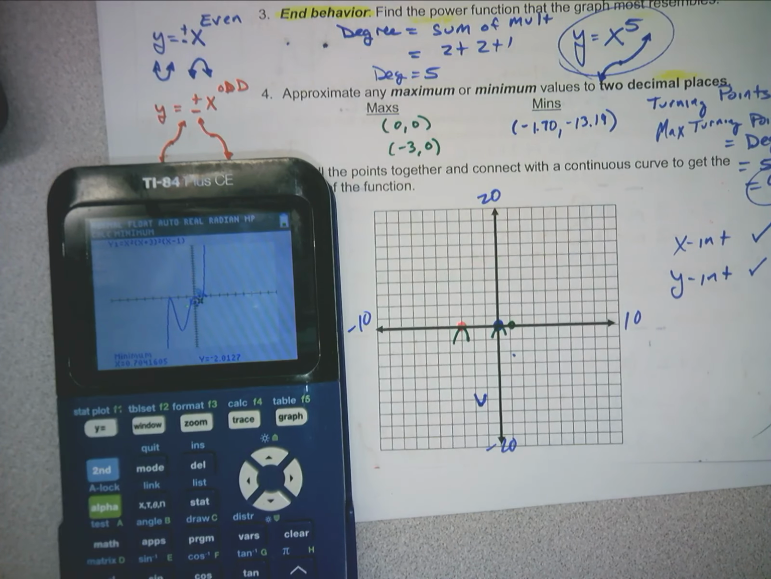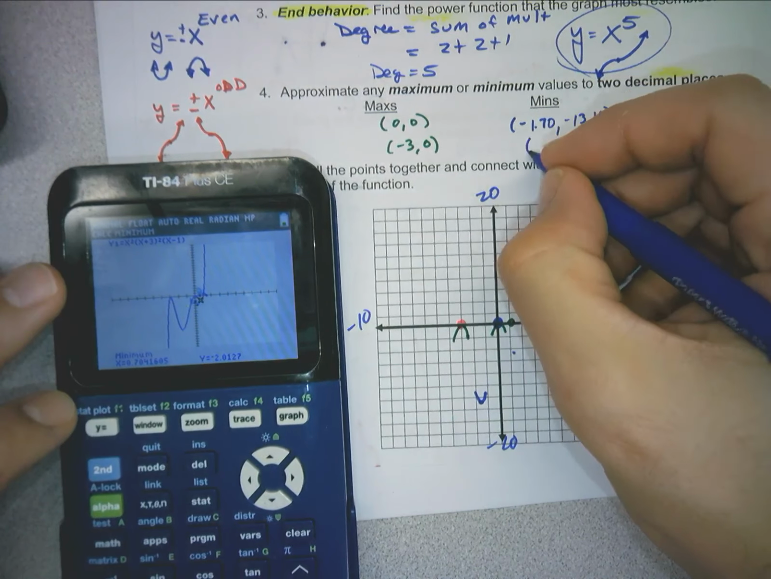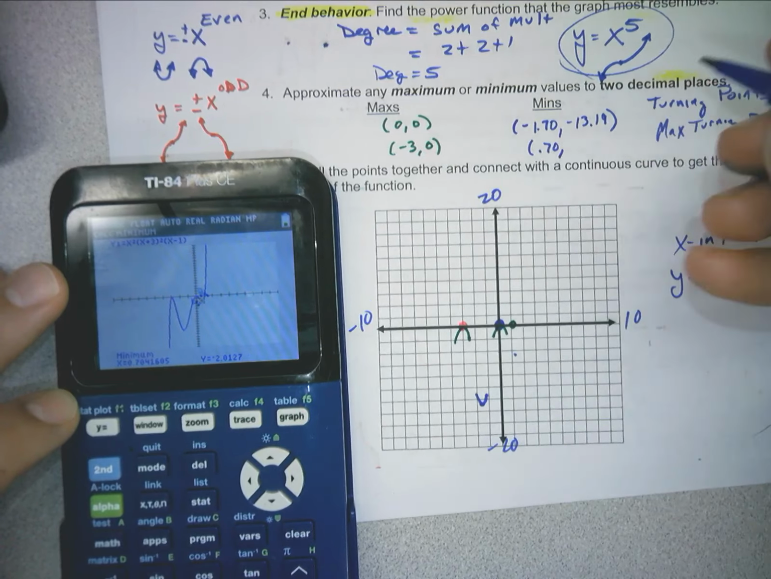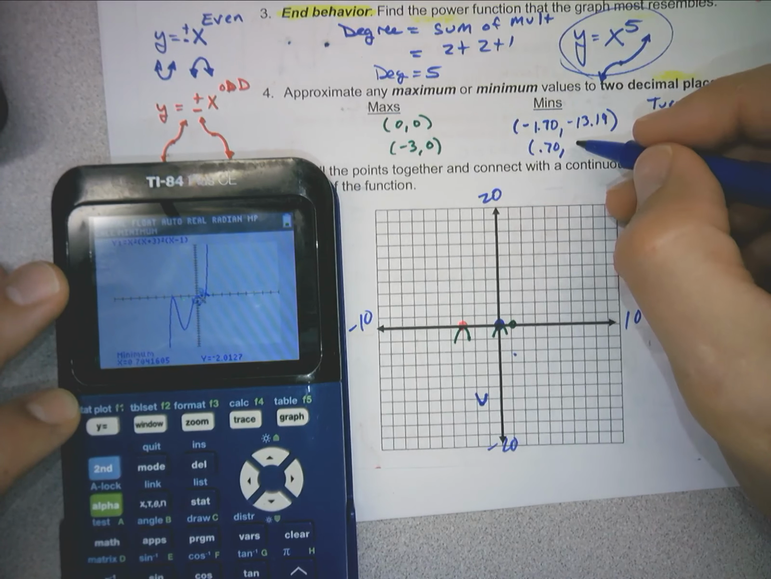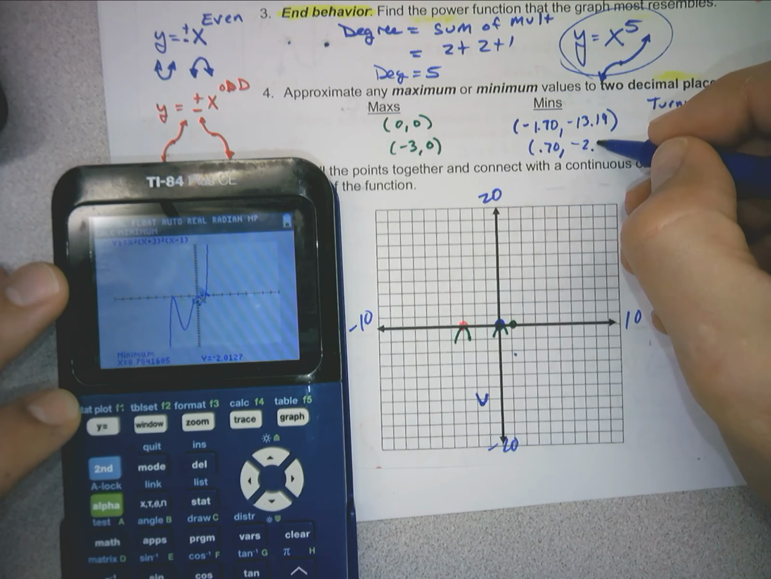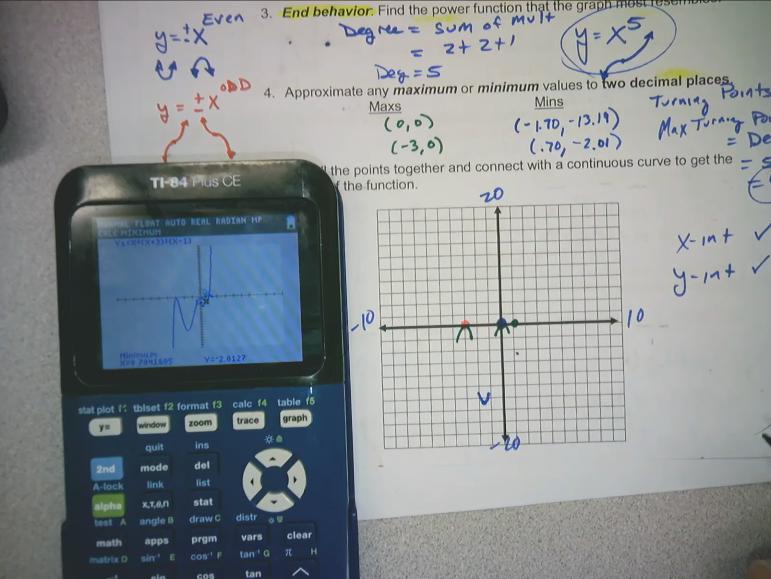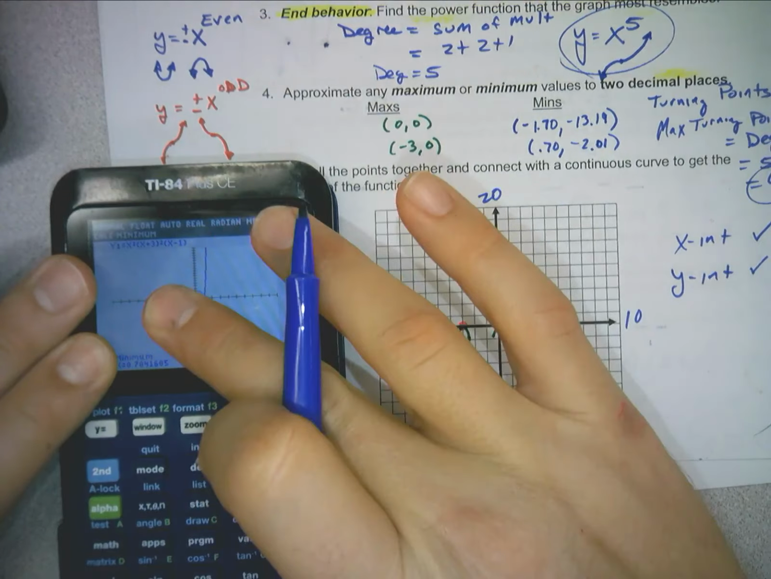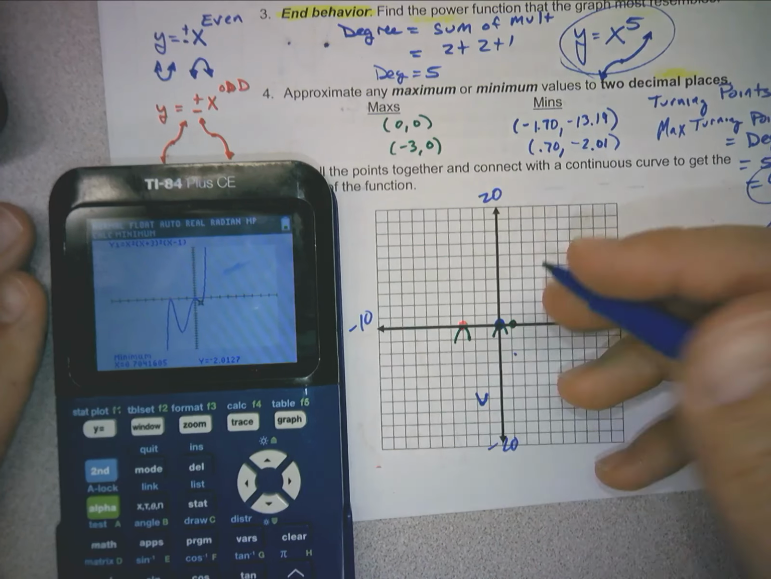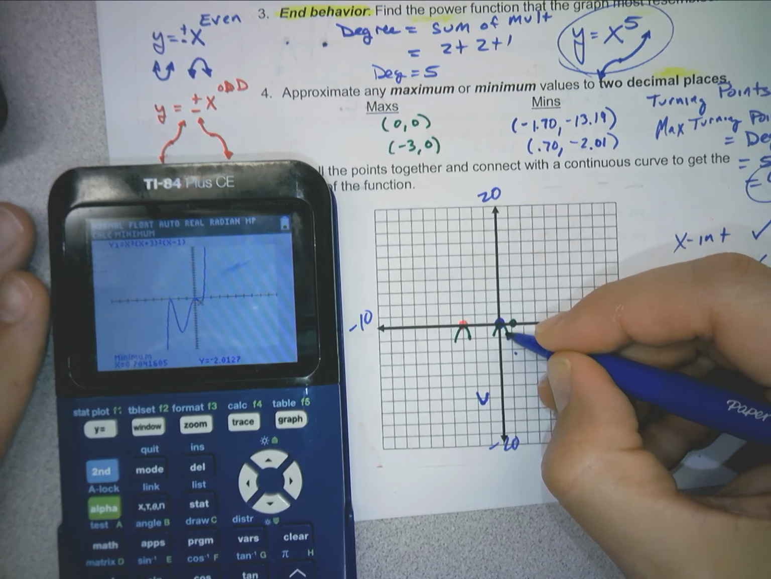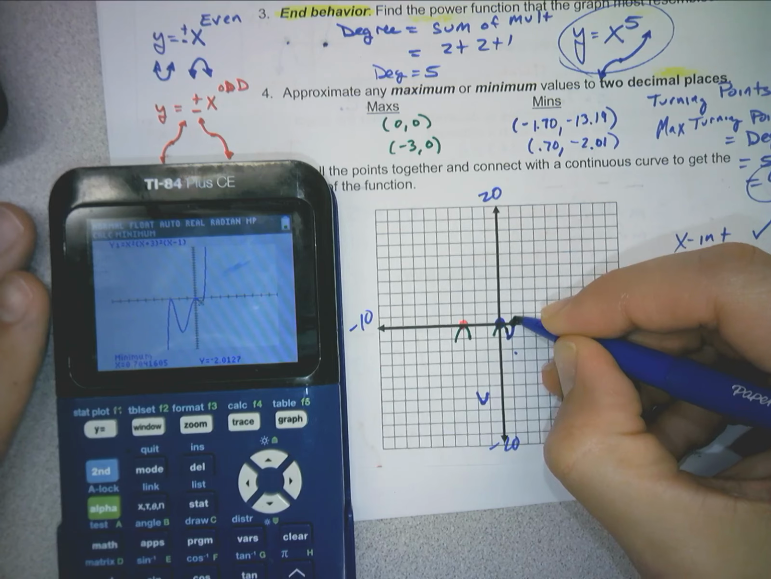If you're not getting these, let me know. I've got 0.704, which is 0.70, comma, -2.01. Remember, don't write anything until you see the word minimum. Okay, so I'm going to go over 1-ish, not quite to 1, and then down 2. Remember, that's just down 1 box. Make my little valley.